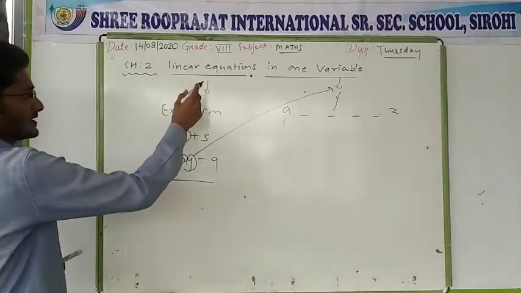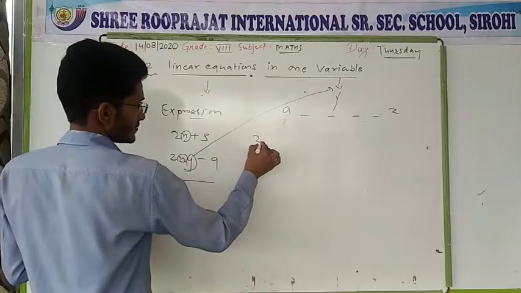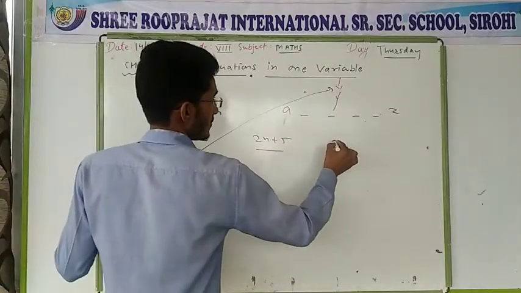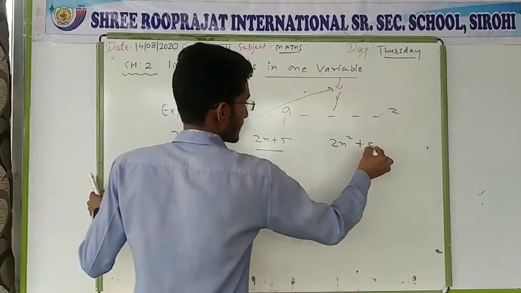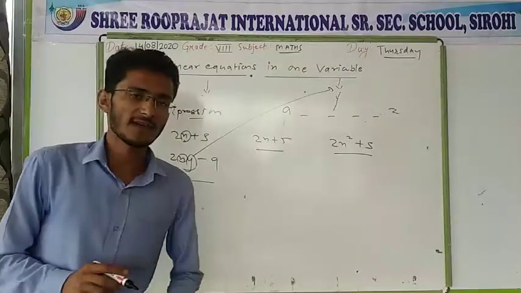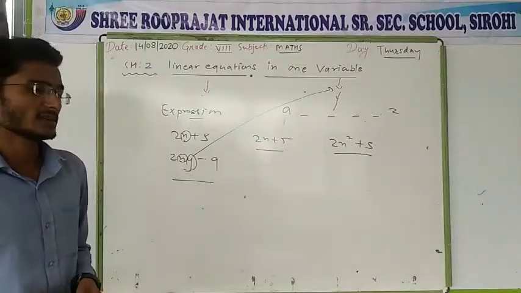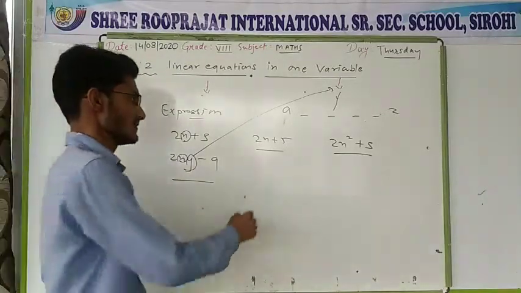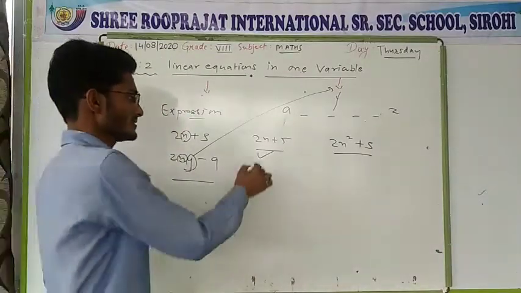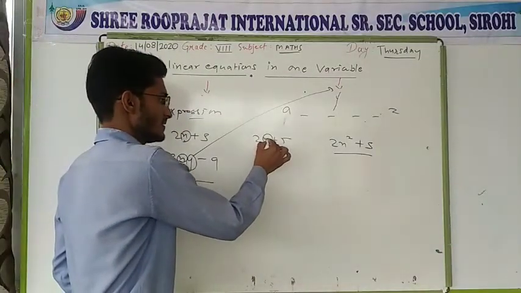Now if we talk about the linear equation, suppose 2x plus 5 is given. Next one, 2x square plus 5. So these are the two expressions. First one is 2x plus 5, and second one is 2x square plus 5. Which one is a linear equation? This one. When the maximum power of the variable, what is the variable? X is the variable here.